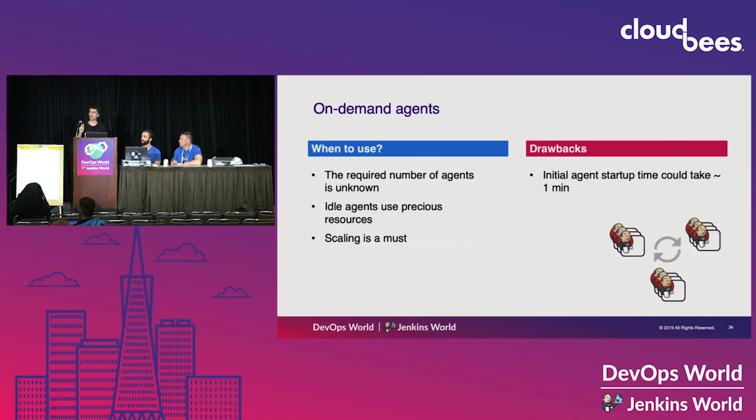That's why we give you the ability to create on-demand agents as well. You need those agents when you need a dynamic number of agents. You don't know how many agents you're going to need. You have thousands of jobs per day, and you very often run out of free agents, so your jobs need to wait a lot of time before they can start executing on some of the agents. That being said, scaling is a must for you. The drawback here is that the initial agent startup time could be about a minute. So let's go directly to the demo and demonstrate how the pooling works.